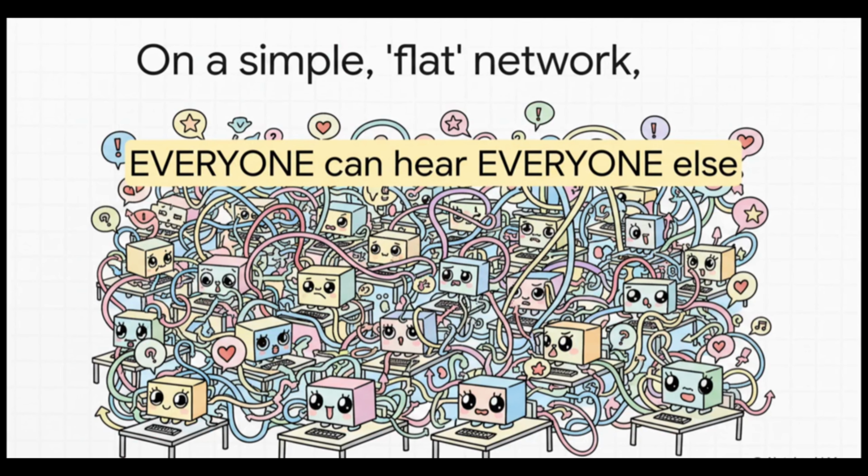So, to really get what's happening in our puzzle, you first have to understand what a basic or flat network is like. In that kind of setup, there are basically no internal walls. It's kind of like one gigantic open plan office where every single conversation, every little whisper is broadcast to everybody. It's just noisy, it's chaotic, and there is zero privacy.